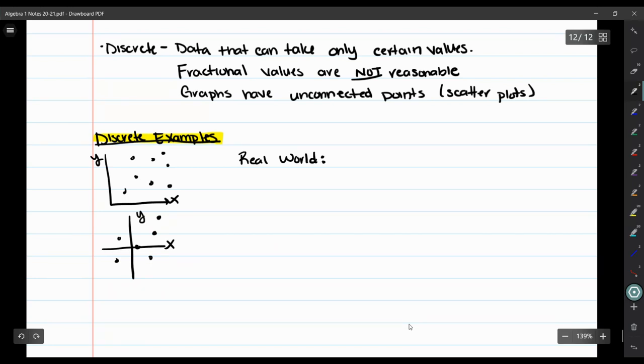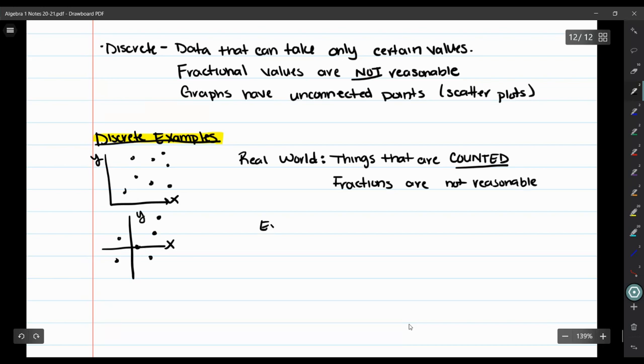If we start talking about real world, these are things that are counted. That's usually what falls under discrete data. If it's counted, that's discrete. So you can also think of it that fractions are not reasonable. For example, if I talk about the number of desks in a room, I can't take half of a desk. You either have one or you have two, not 2.5. So that's why fractions don't make sense here. And I count a desk.